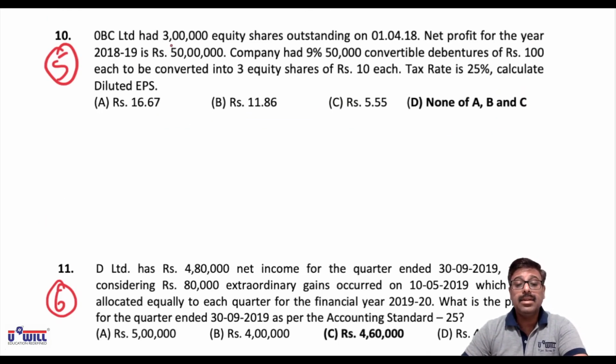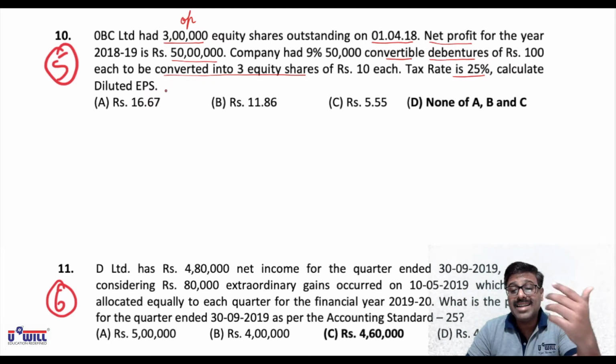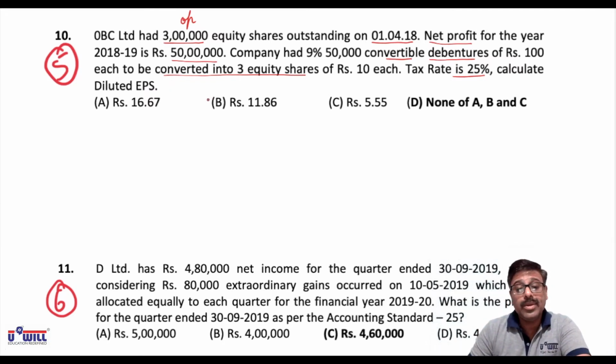OBC Limited had 3 lakhs equity shares outstanding on 1/4/18, the opening balance of shares. Then net profit for the year 2018-19 is 50 lakhs, the net profit for the current year. Then the company had 9% 50,000 convertible debentures of rupees 100 each to be converted into 3 equity shares of 10 each. Tax rate is 25%. Then calculate the diluted EPS. So for diluted EPS, we require revised or adjusted profits available for equity shareholders divided by adjusted weights. First of all, adjusted profits.